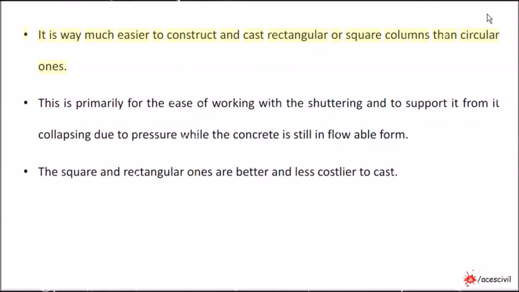It is much easier to construct and cast rectangular or square columns than circular ones. This is primarily for the ease of working with the shuttering and to support it from collapsing due to pressure while the concrete is still in flowable form. The square and rectangular ones are better and less costly to cast.